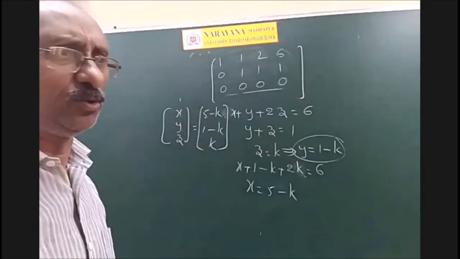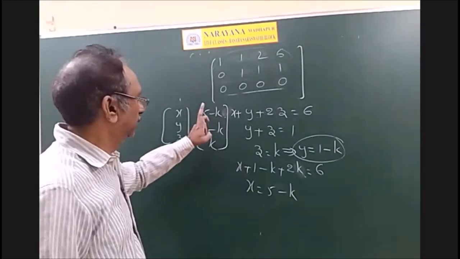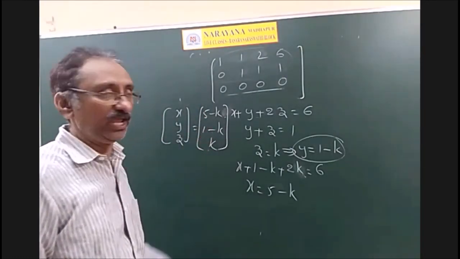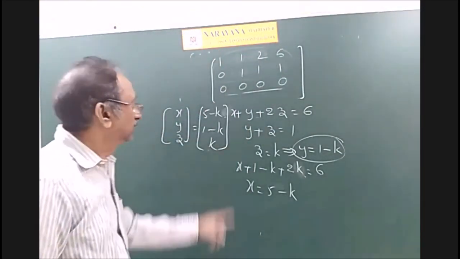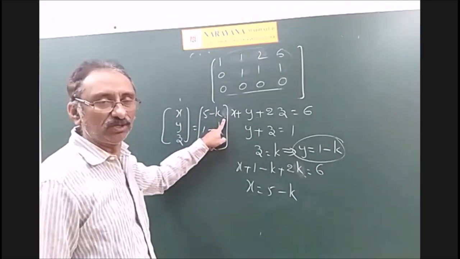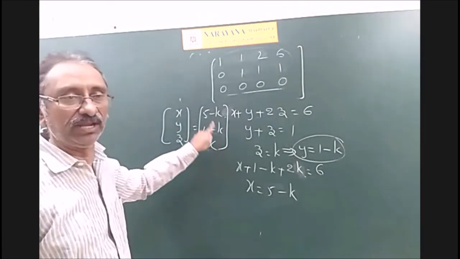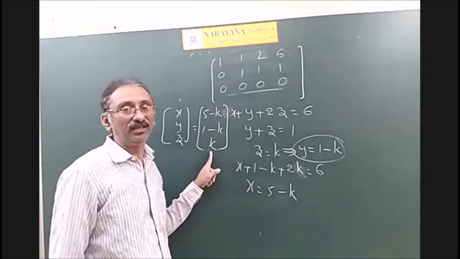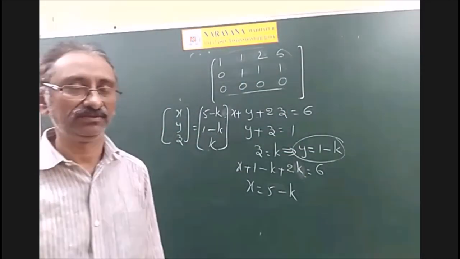This is the solution system, whatever may be the value of k you write. If k is equal to 5, we get 0, minus 4, 5, definitely a solution which satisfies the given equation. If k is equal to 1 lakh, we get 5 minus 1 lakh, which is minus 99,995; 1 minus 1 lakh, which is minus 99,999; and 1 lakh. That will also be a solution of the given system of equations.